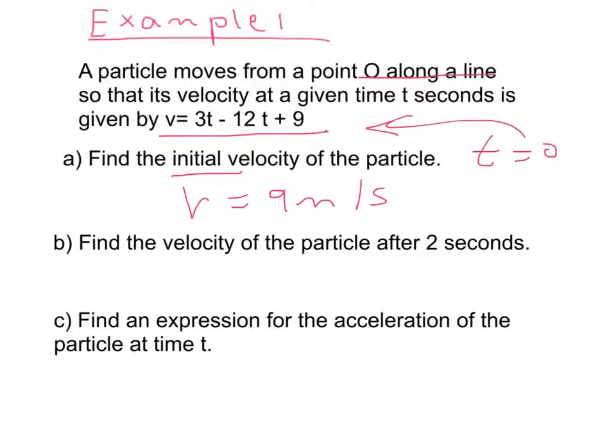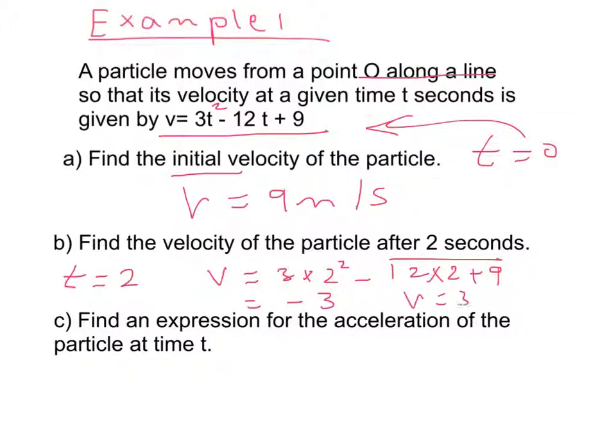Now, find the velocity of the particle after 2 seconds. Again, we have to find v at t equal to 2, substituting this in the expression above, we end up with 3 times 2 squared, t is squared, minus 12 times 2 plus 9, and this will give us at the end negative 3. Having that negative answer means that the velocity is 3 meters per second, moving in the negative direction.